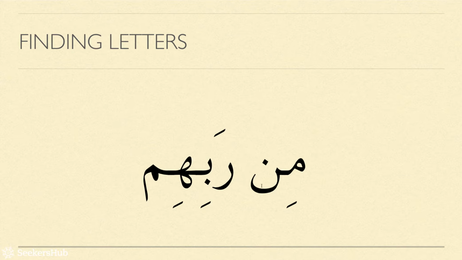Min rabbihim, from their cherishing Lord. This is the word min, it means from. This is the meem at the beginning of the word, followed by the noon, min. And then we have the ra, fatha ra, and then ba with the kasra, bi, and then ha in the middle, this almost figure of eight shape, he. And then meem. Rabbihim. Min rabbihim.